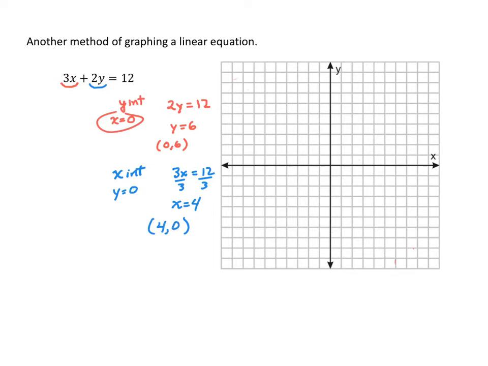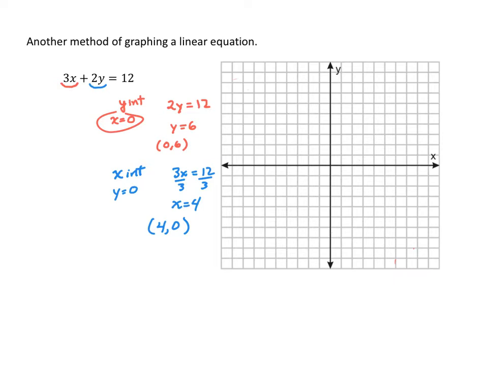Don't put the 0 in the wrong spot. For the x-intercept, y is equal to 0. You have an x value, but y is equal to 0. For the y-intercept, you have x is equal to 0. You have a y value for the y-intercept, but x is equal to 0.